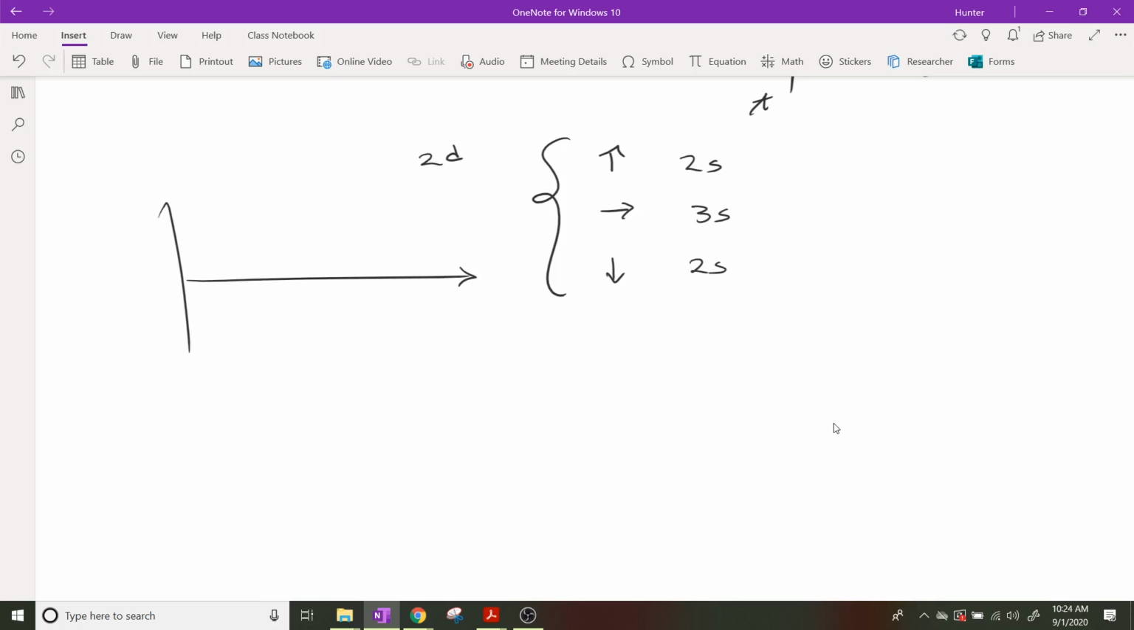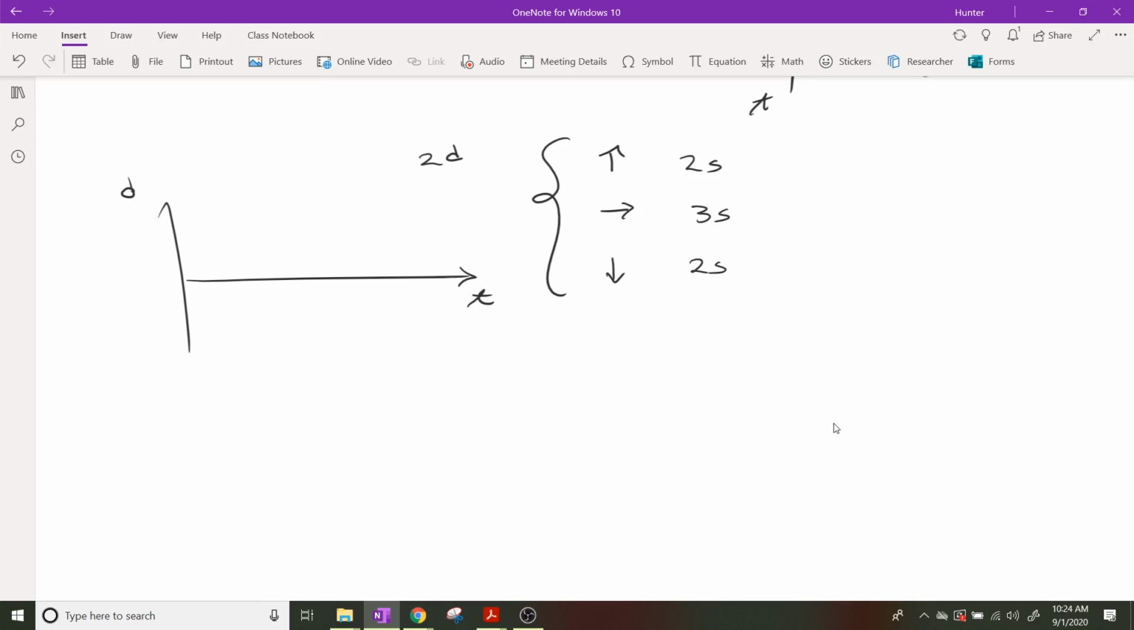Yep. Okay. Now, that one was a little weird, but that's because the instructions were a little bit different from normal. So what did the instructions say to do? Okay, up 2 seconds, then to the right 3 seconds, and then down 2 seconds. Okay. Now, the problem with this one is if you try to do 2 dimensions with a motion graph, it doesn't work because whenever you deal with the motion graph and you do displacement versus time, you are only dealing with one direction of motion.